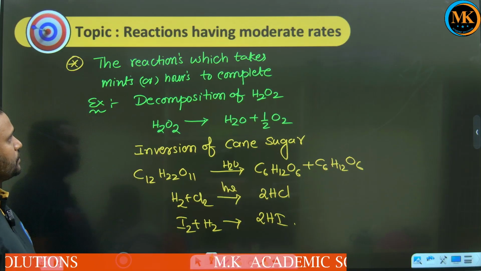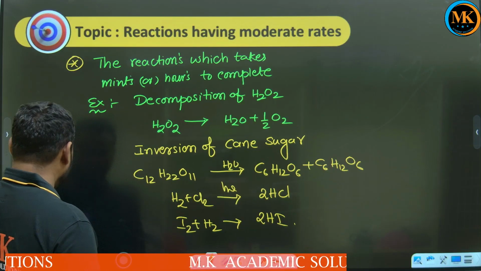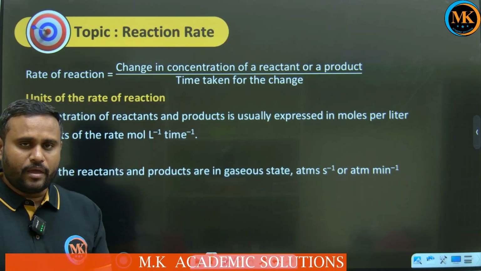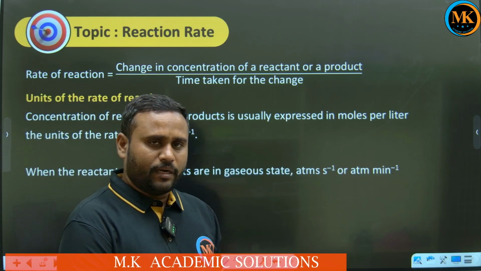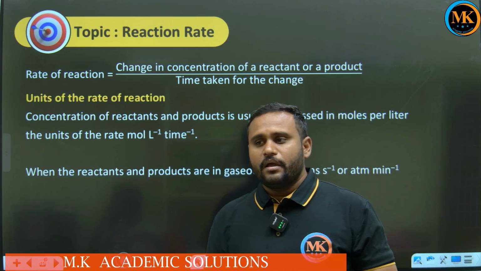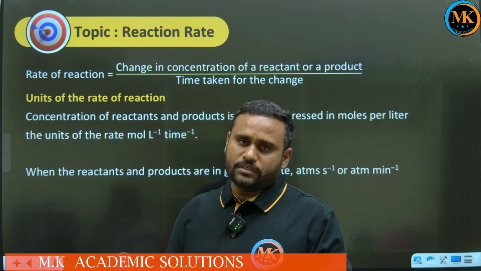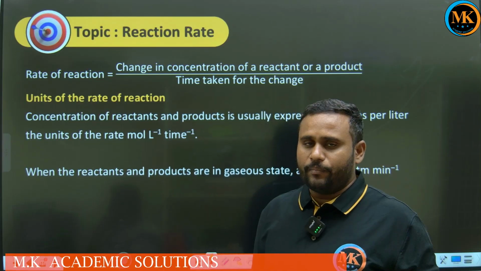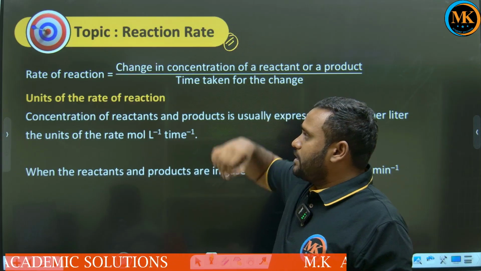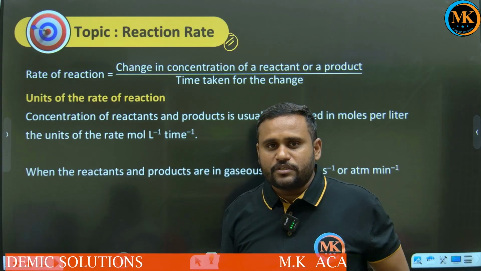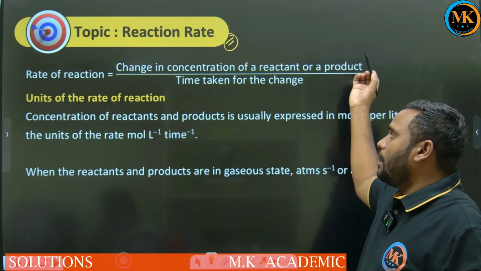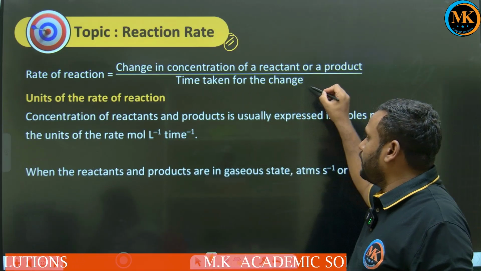Next, we are going to see the reaction rate. Up to now we have discussed what the rate of reaction is, the general definition of rate of reaction, and the classification of reactions based on the time required for completion. Now let us come to the reaction rate. This is the mathematical expression of reaction rate: the change in concentration of a reactant or a product and the time taken for the change.